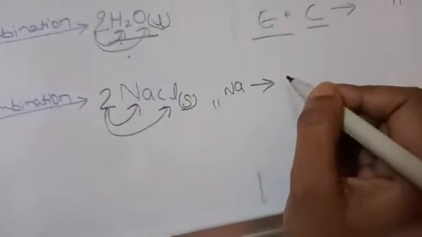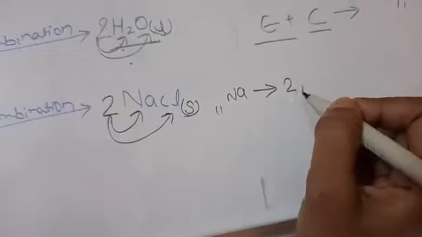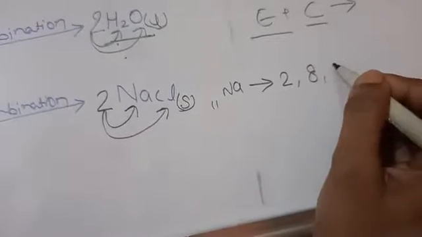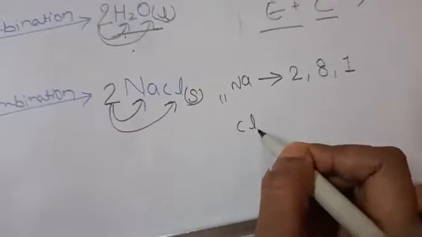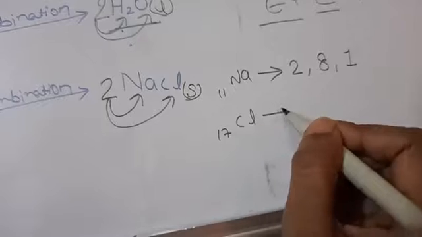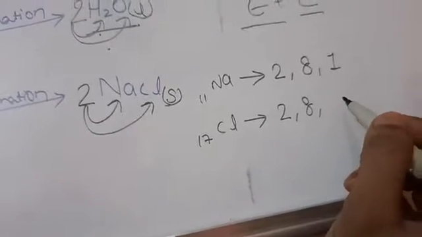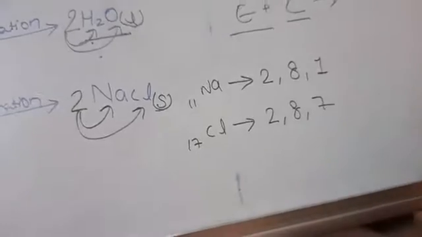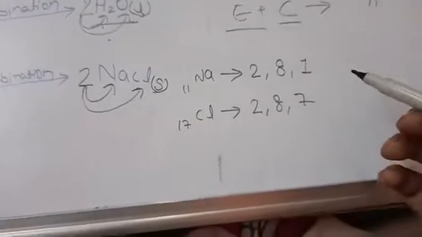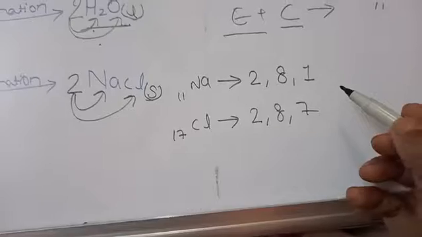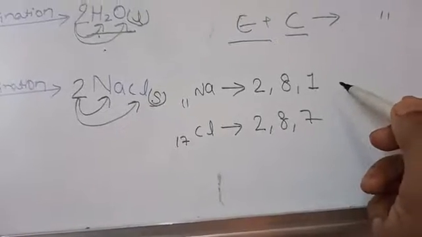configuration. So here in the K shell it will go 2, in L 8, and in M shell it is 1. Now you talk about the chlorine, the atomic number is 17. So here in the K shell it will go 2, L shell 8, and M shell 7. So here you can see how it will get stability after losing 1 electron or after gaining 7 electrons.